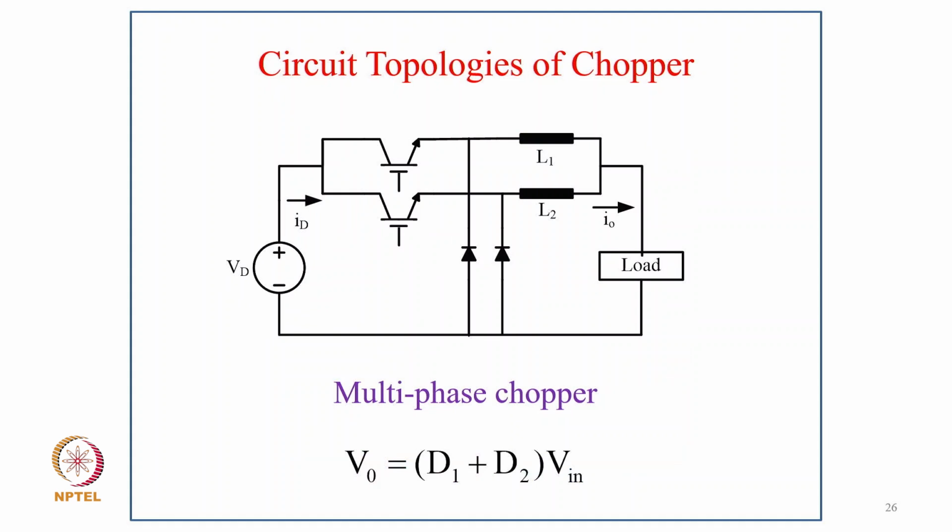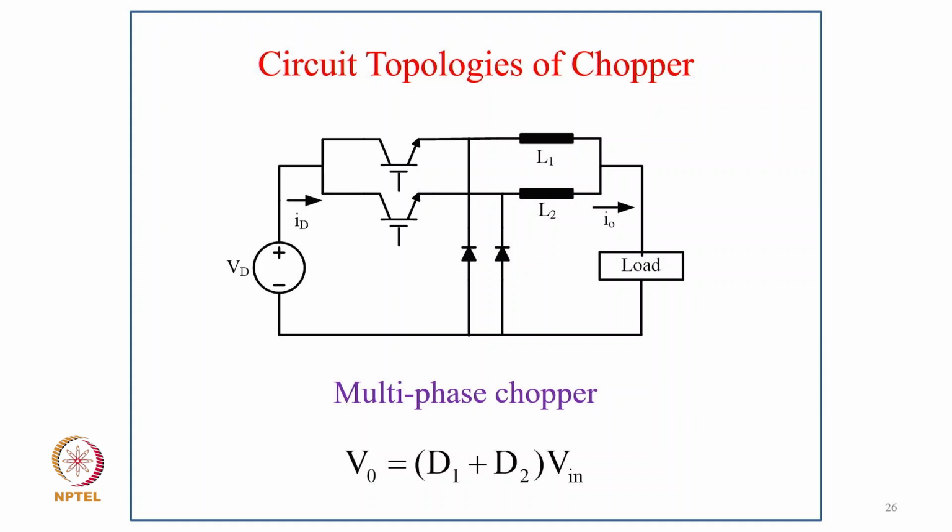Then we have multi-phase choppers. The multi-phase chopper is applicable for many uses. Like we have a step down chopper, the advantage of putting multiple phases is that you can have a phase shift here. So the output voltage will be (D1 plus D2) times Vin. The advantage is that you can have a phase shift, and the ripple in the output load current can be reduced in this case. Similarly, you can reduce the ripple from the input source.